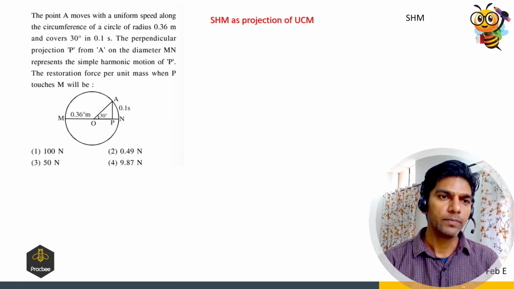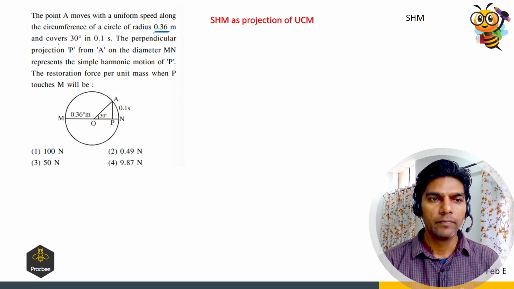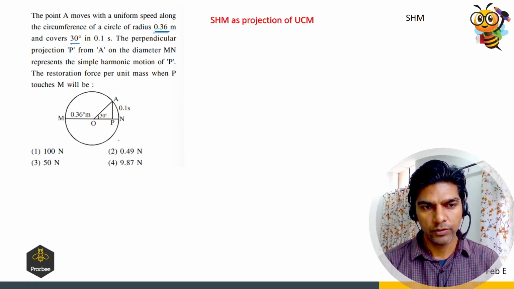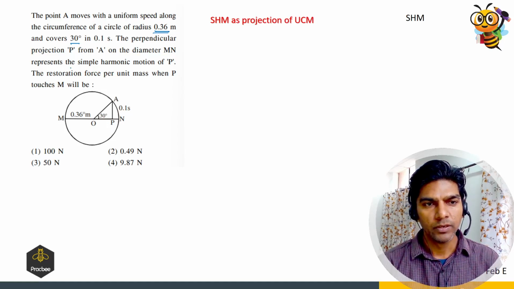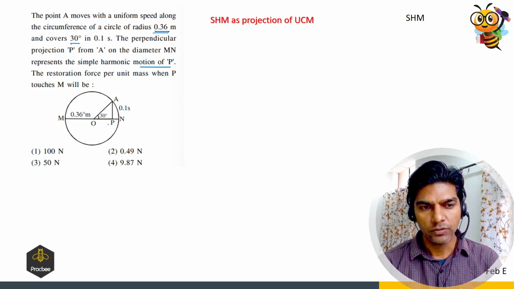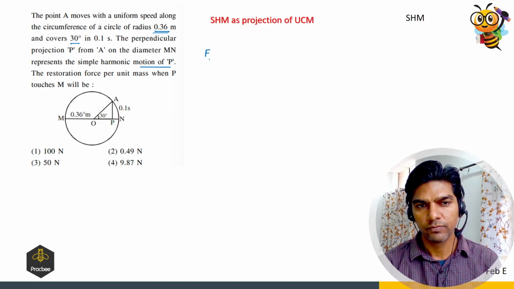Now let's see this question. A point A moves with a uniform speed along the circumference of a circle of radius 0.36 and covers 30 degrees in 0.1 seconds. The perpendicular projection P from A on the diameter MN represents the simple harmonic motion of P. We have to find the restoring force per unit mass when P touches M, that is, restoring F divided by m.